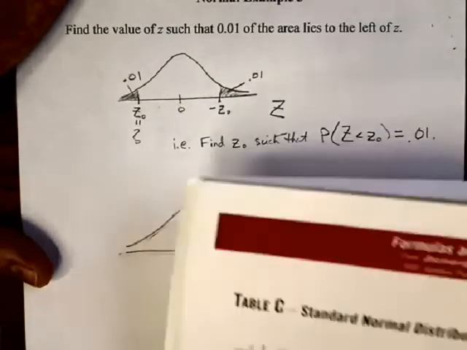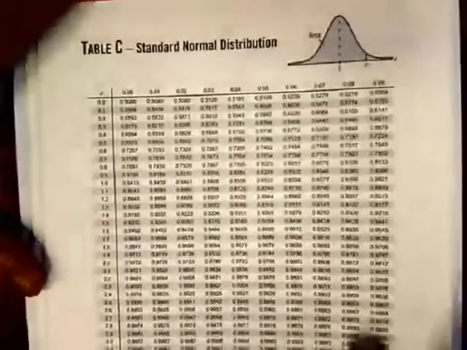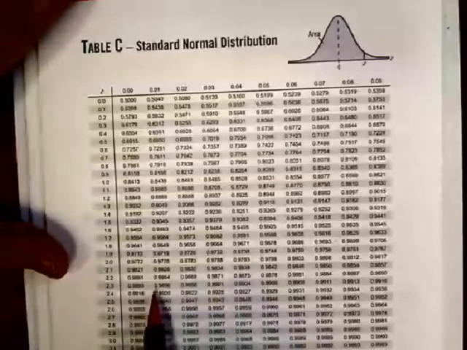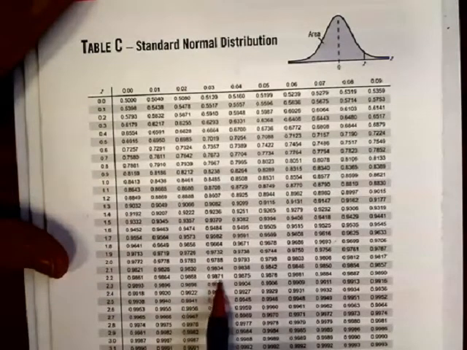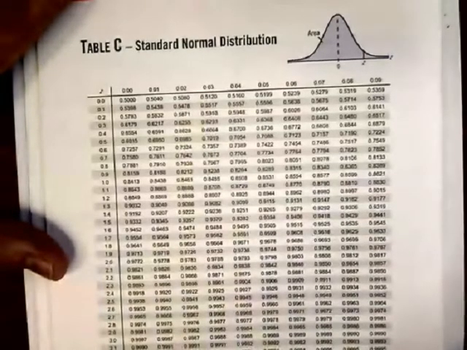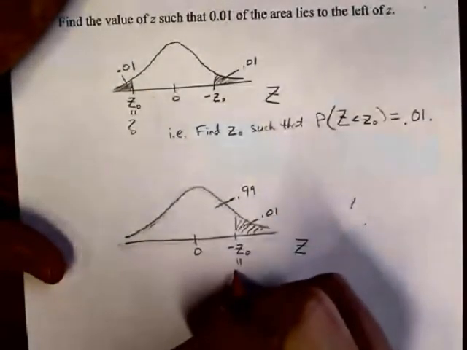So I'm going to look on table C here, and I want to find an area that is closest to 0.99. The one that is closest here, let's see, I've got 0.9891, 0.9901. This seems to be the closest area I can get to 0.99. The z-score that corresponds to this area is 2.33. So at 2.33, that is my value for negative z naught.